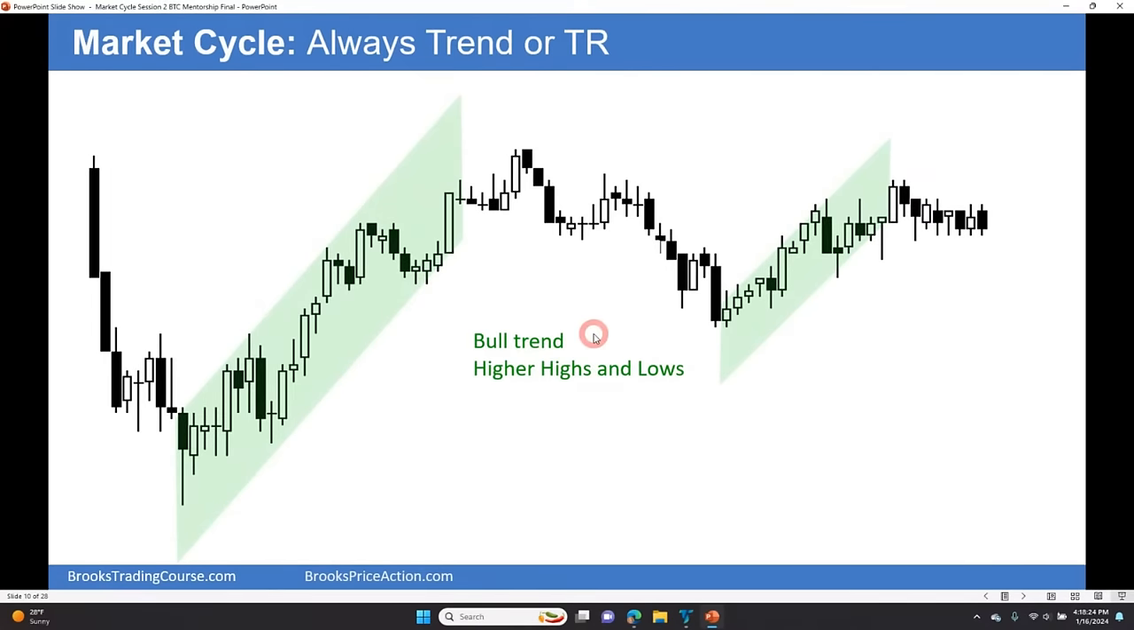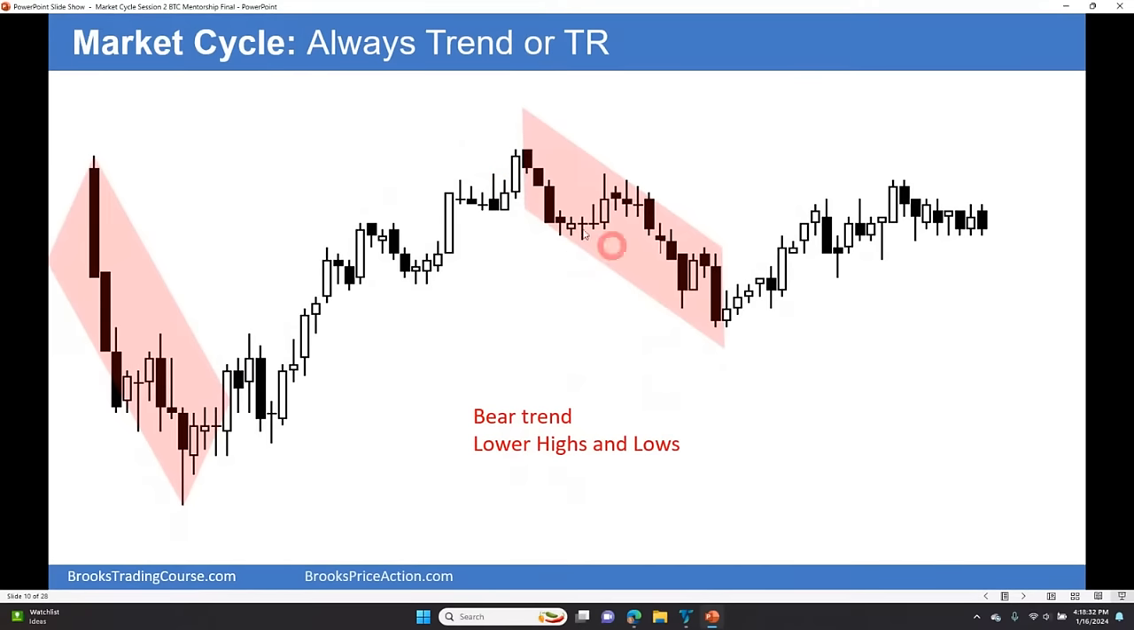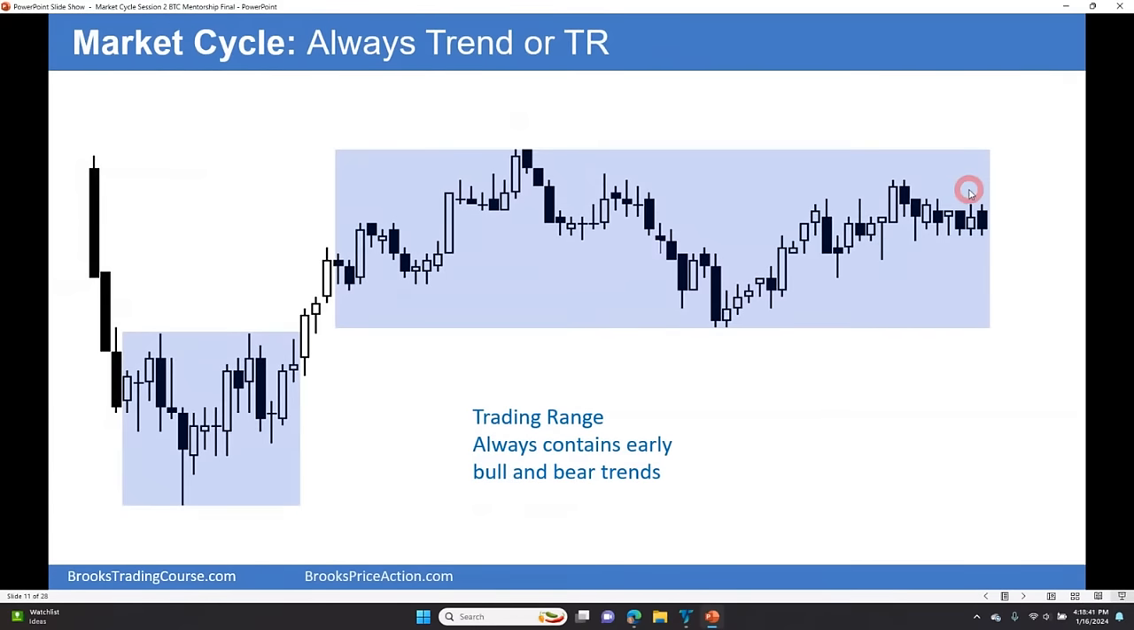The other piece with the market cycle is that it's always trending, and it's always in a trading range. So you have a bull trend there, bear trends here. It's always doing one or the other. Here, bear trends. The earlier slide, we saw bull trends. And then here, trading ranges. Most of the time, it's doing a little bit of both, which is what makes the market confusing.